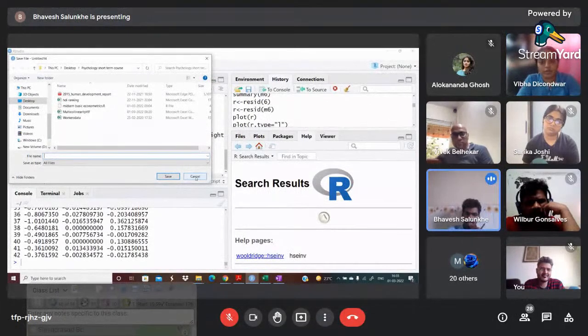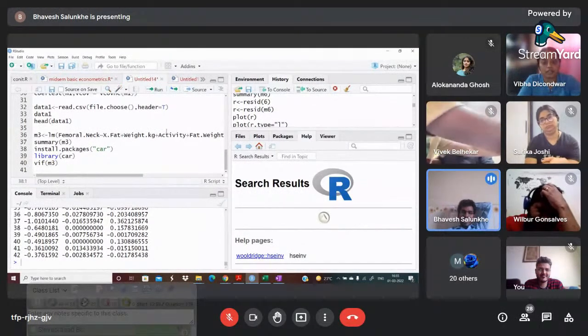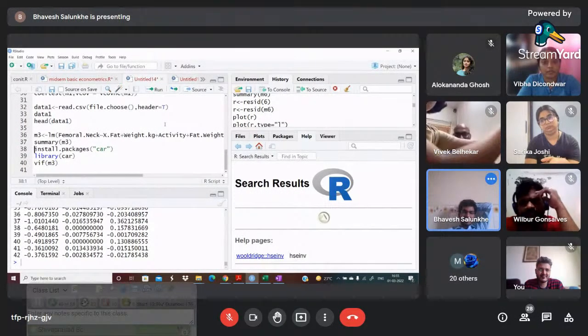Yeah, and it is always better to save all the work that we have done, just to avoid the problem of losing everything. I think in RStudio it remains, but sometimes if there is some problem with R and it is not functioning well, it may disappear. So it is better to save it.